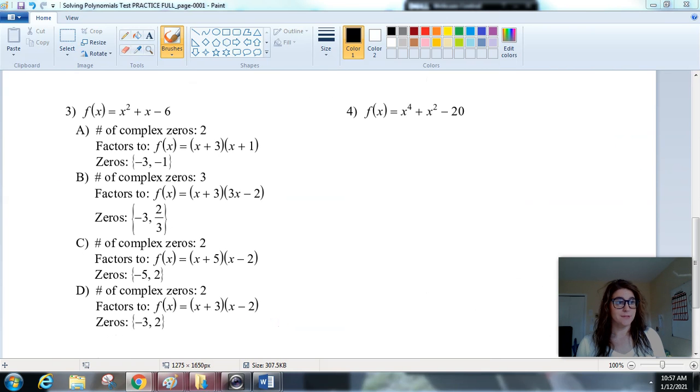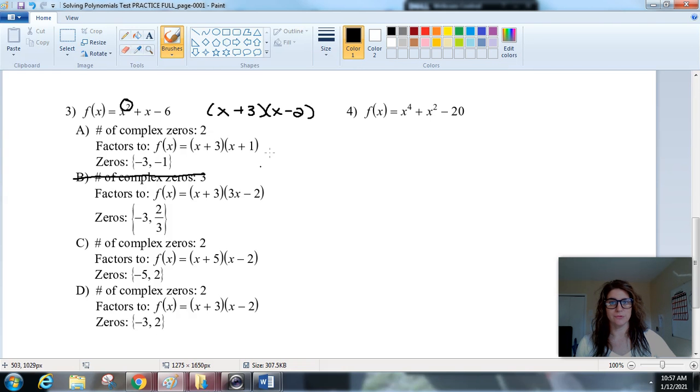All right, so number 3, again, another one, x squared plus x minus 6. You can use the graph to help you out, but that's a really easy one as well. Again, I know I have 2, so I can clearly cross out b. And then, again, this is an easy one to factor. Factors of negative 6 that add to 1 are an x plus 3 and an x minus 2. So I know my answer is going to be D.